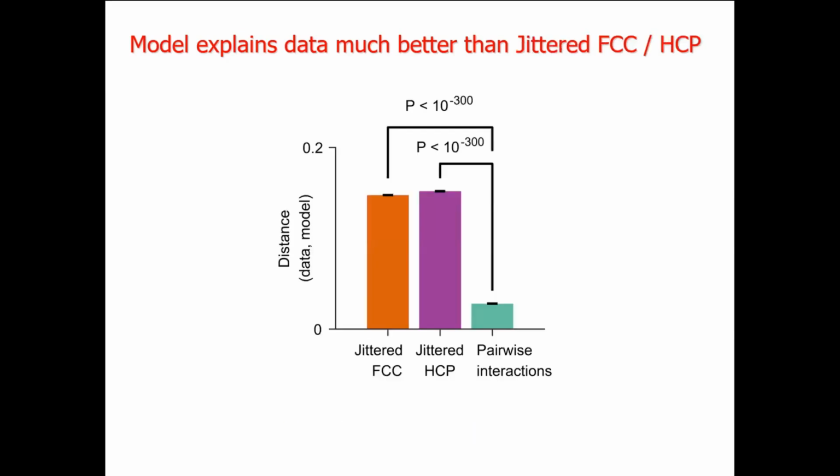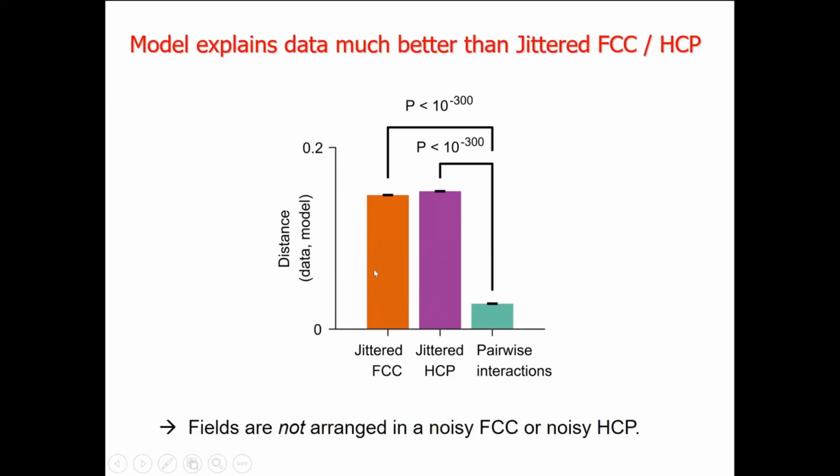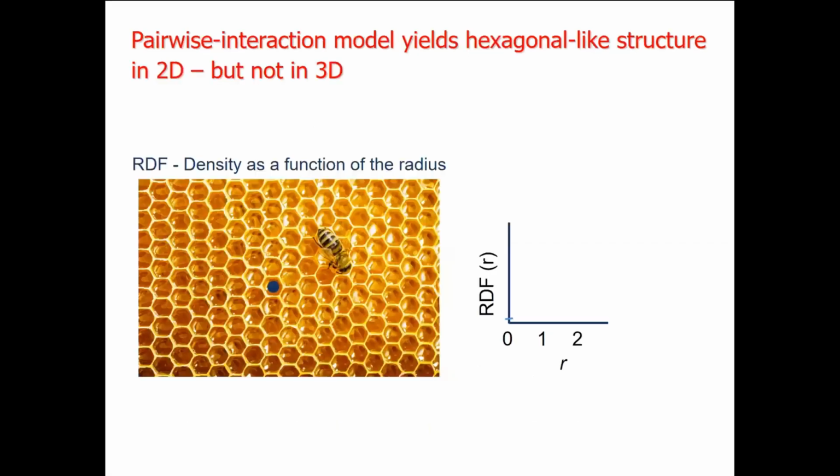We also compared to a jittered FCC or jittered HCP, because one of the ideas that you might think about is maybe you do have an underlying perfect lattice, but then individual fields deviate randomly from the perfect lattice position. We compared to that kind of model, and again, the pairwise interaction model explains the data much better than jittered FCC or jittered HCP. So basically, we conclude that this model does a very good job. We also compared to a host of other models I don't have time to go into; it's all in the paper. And then we wanted to ask the cardinal question about 2D versus 3D.